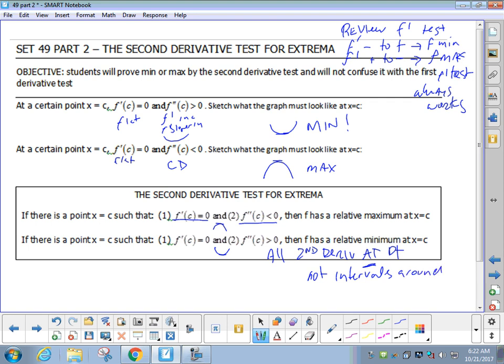That's one big difference between the first and the second derivative. You don't do sign testing in the second derivative test. You're always putting a critical number into the derivative or into the second derivative and seeing what happens.